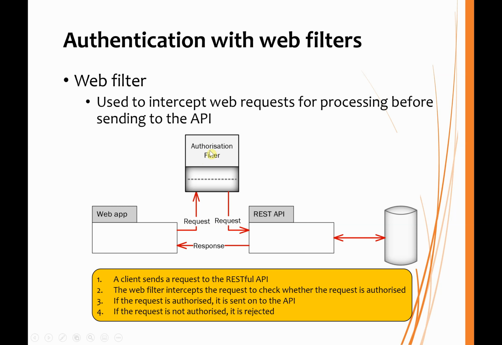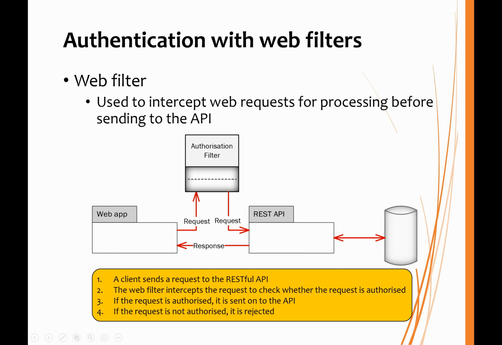Now, a web filter essentially intercepts the request that the client sends to the API. When it intercepts the request, it will check that request for the token that is entered in the authorization request header. It will then use that token to extract from the database the relevant user information, thereby obtaining the role that this user has.